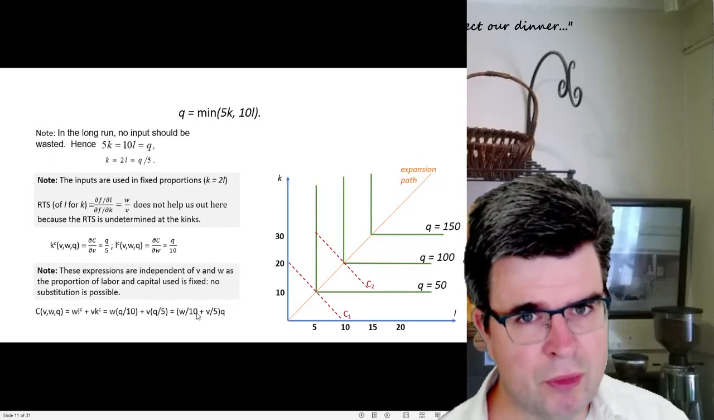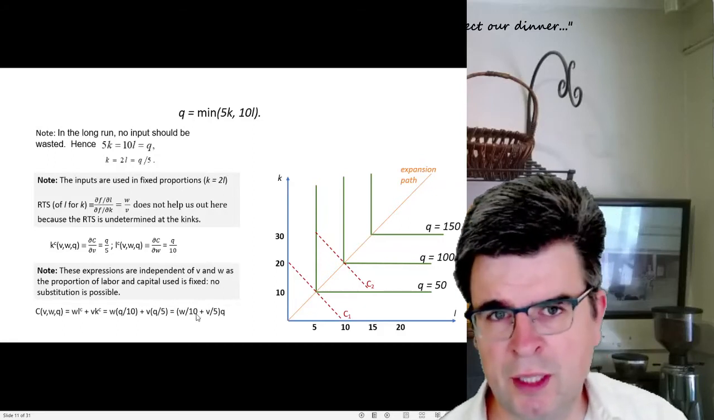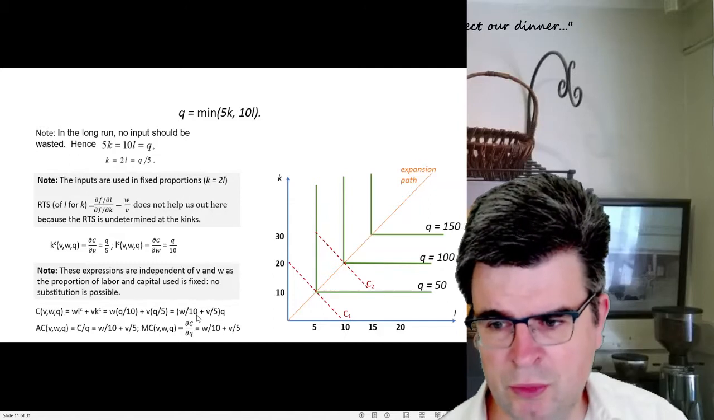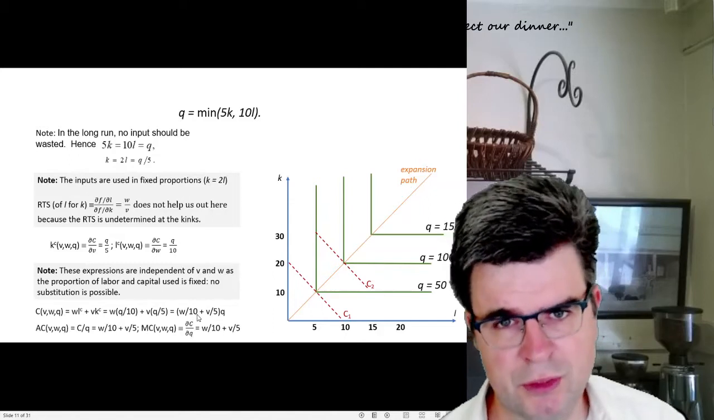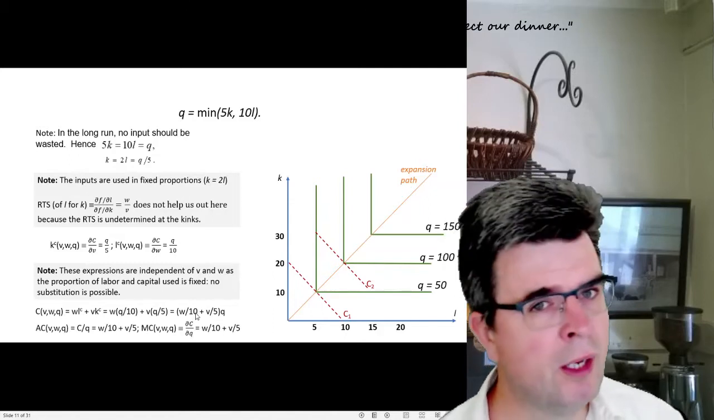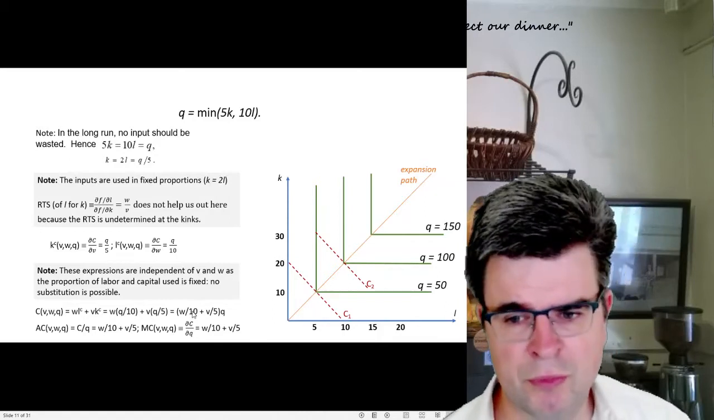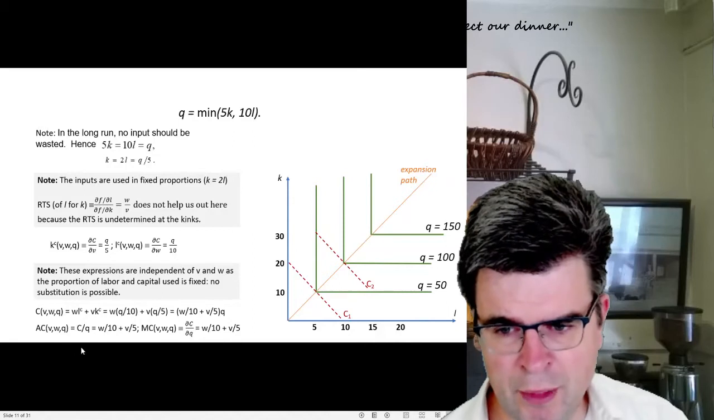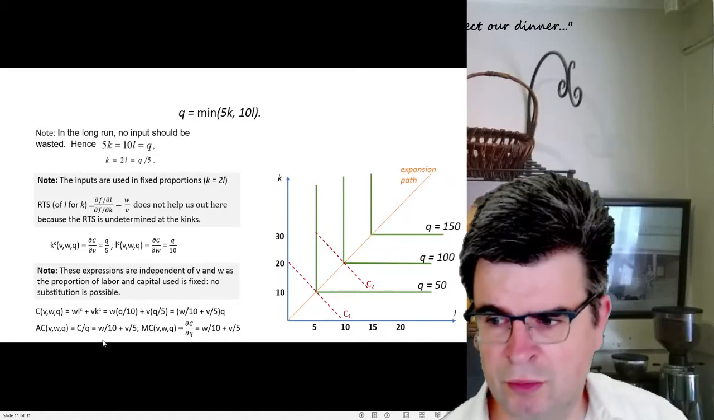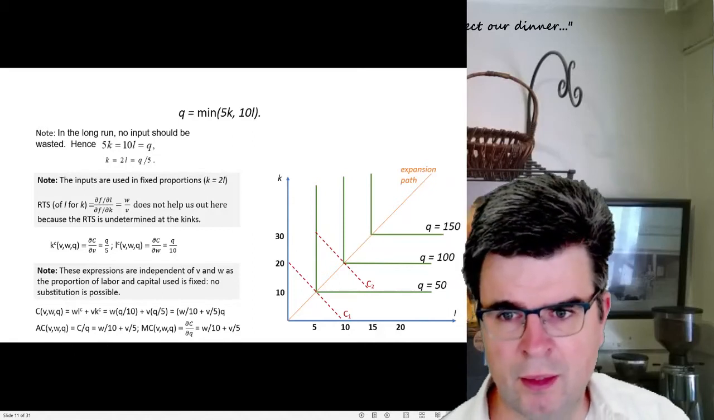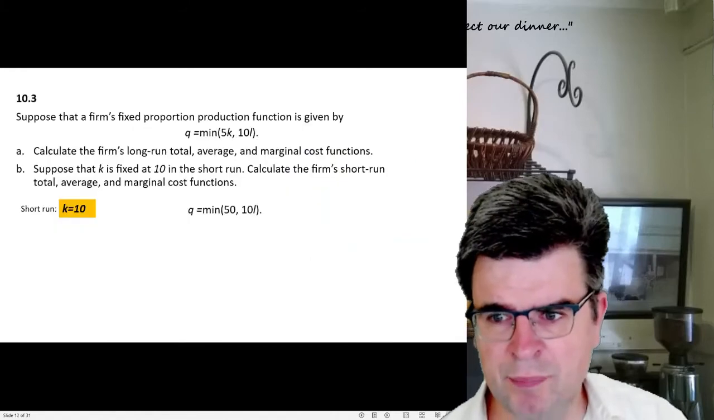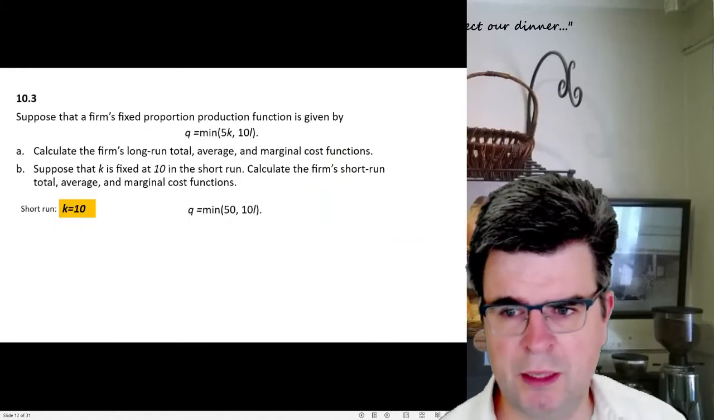And given that we have the cost function, then the remainder of question A is very simple because we need to find the average cost function, which is the total cost function divided by Q, and the marginal cost function, which is the derivative of the total cost with respect to Q. And we arrive at the expressions that are given here. That completes exercise A. Now we're ready to do exercise B.